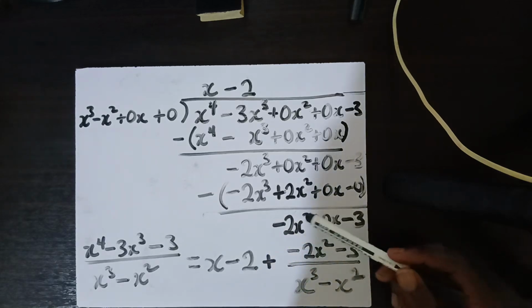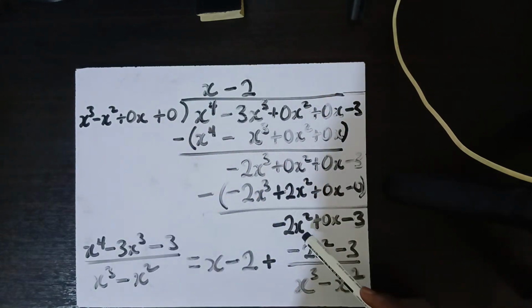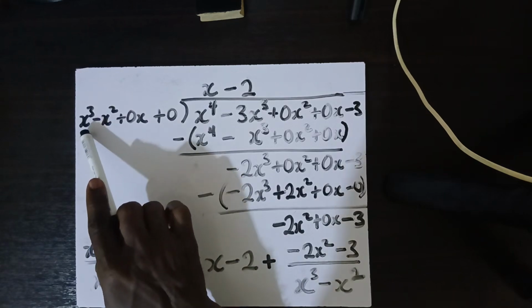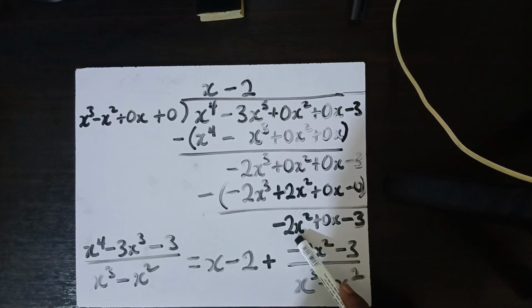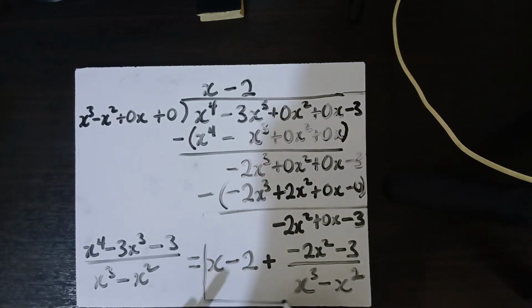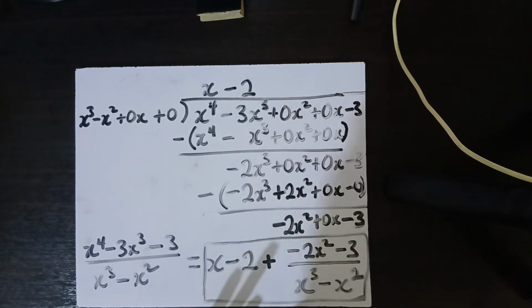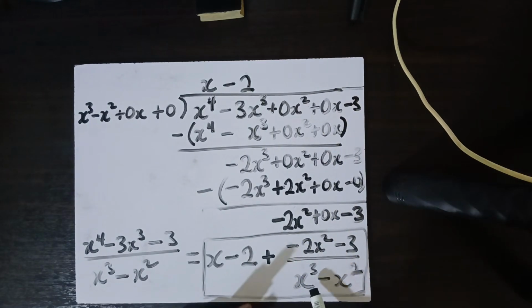So when you are doing this, the reason why we didn't continue with the division is because we have gotten to a point where the highest power on the remainder is 2, but you can see the highest power on the denominator is 3. That means we cannot use x cubed to divide negative 2x squared. Alright, so this becomes your answer: x minus 2 plus the remainder, which is negative 2x squared minus 3 over x cubed minus x squared.